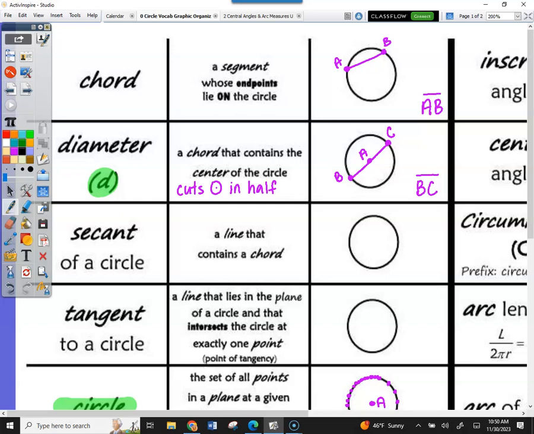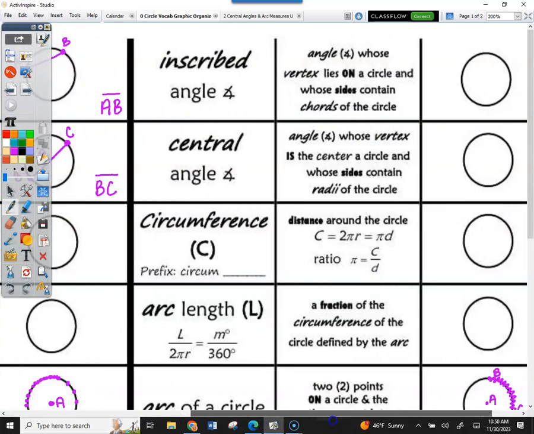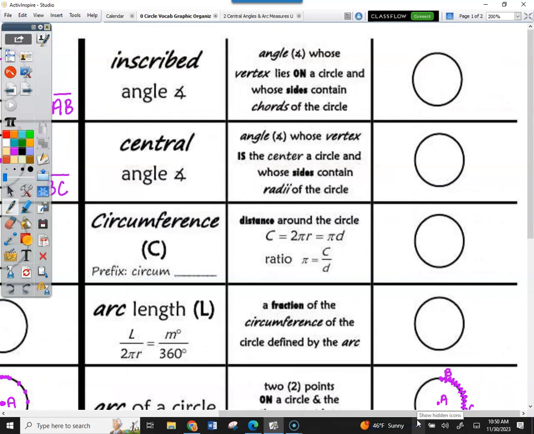Okay, so if you will, come over here. There's one more vocab word right here, and then we're going to go to the other sheet. The vocab word I want you to look at says central angle. A central angle is an angle whose vertex is the center of the circle and the sides are considered radii of the circle.